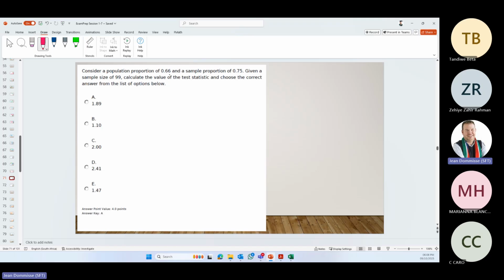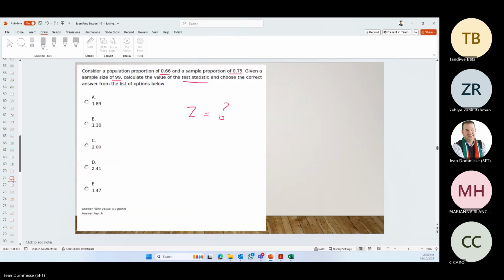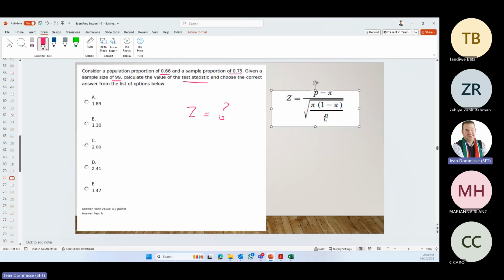Consider a population proportion and a sample proportion. Given a sample size of that, calculate the value of the test statistic. Okay, so we need to get to the Z. So let's quickly do this. Now very important: which one is the population, and which one is the sample?